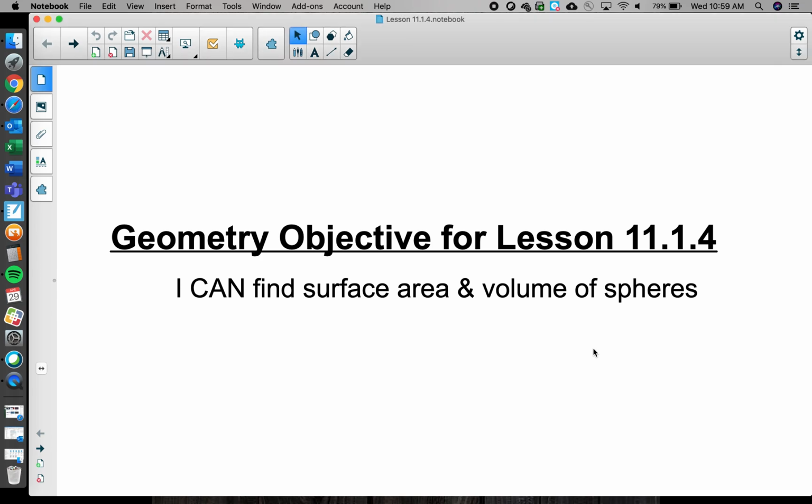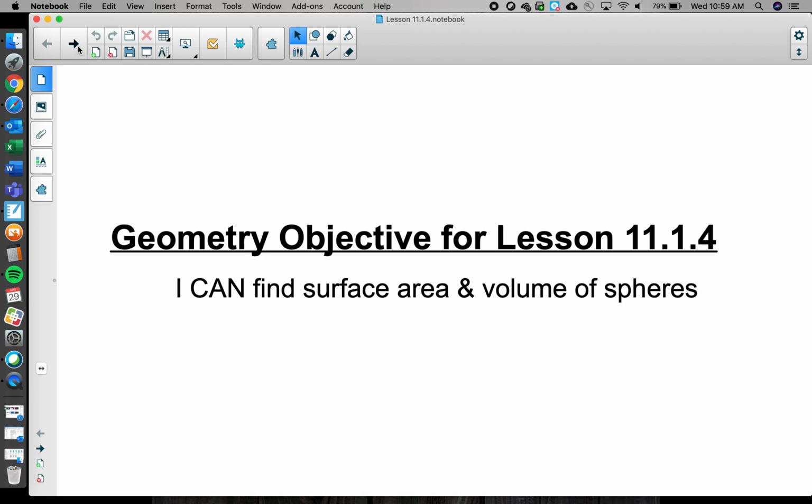Hello, geometry students, and welcome to the last lesson of the year. This is it, lesson 11.1.4, where we're going to add in the idea of surface area and volume of a sphere as we work our way through it. This is the last lesson before you review and take your Chapter 11 test, and you've made it through online learning for 2020.